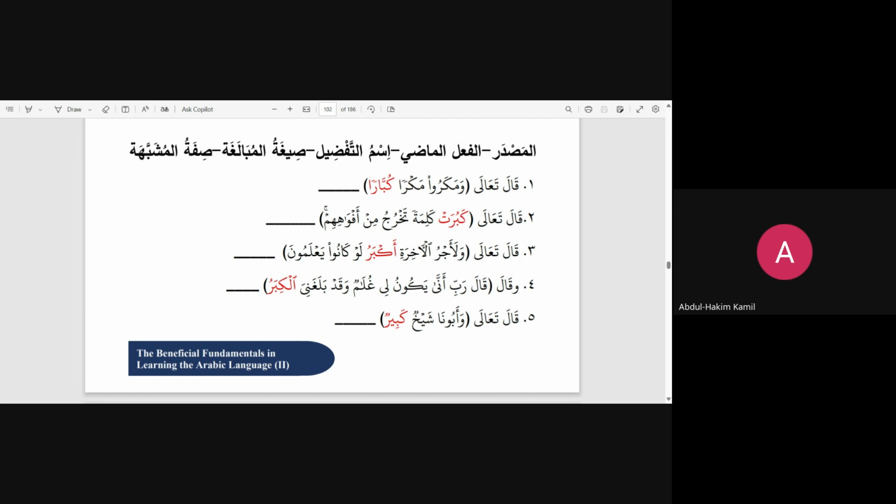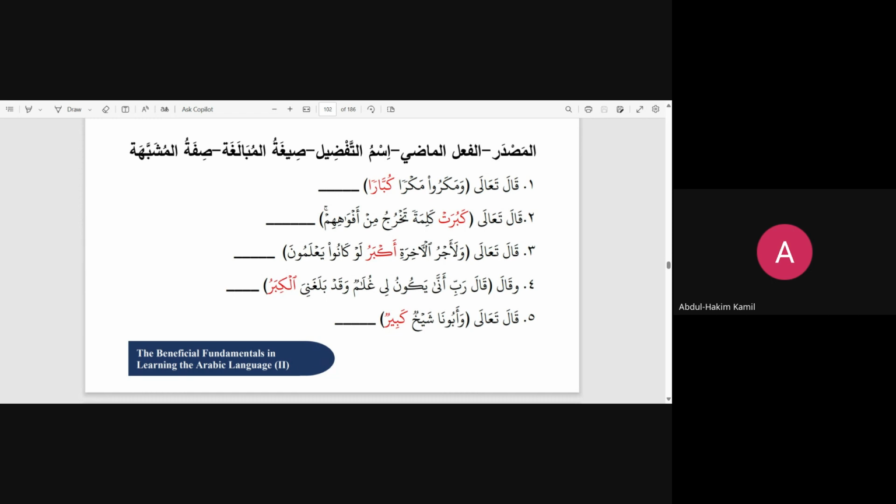Now listen, that has a fatha, kibar. What if you make it a sukun, kibr? Kibr is a different meaning. It's arrogance, pride. This is kibar, not kibr. Kibar is old age, from kibir. It's connected to kibir.